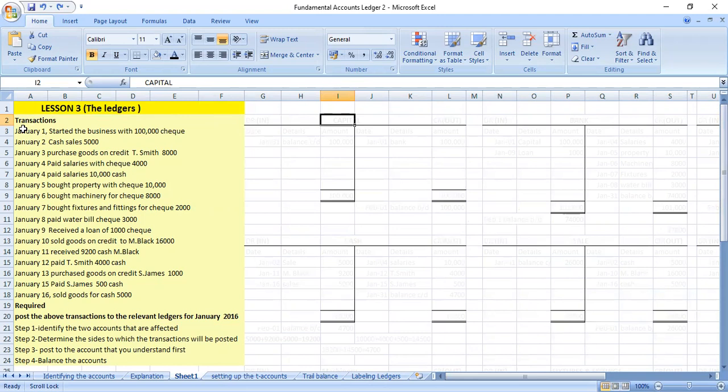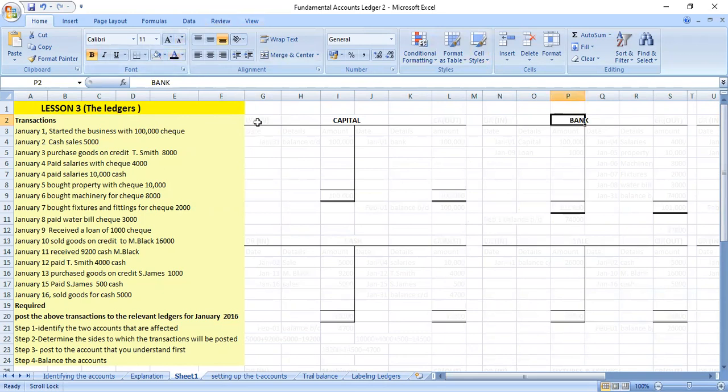The first transaction that we have is January 1, and it says started the business with $100,000 check. Check represents bank. The money that you started the business with is capital. So we now need to create those two accounts. Check means bank. The money that you started the business with means capital. So let us create those accounts. We need one account for capital, and another one for bank.